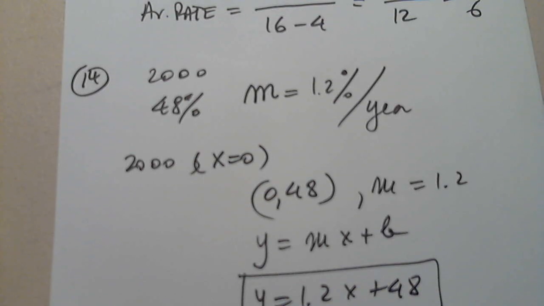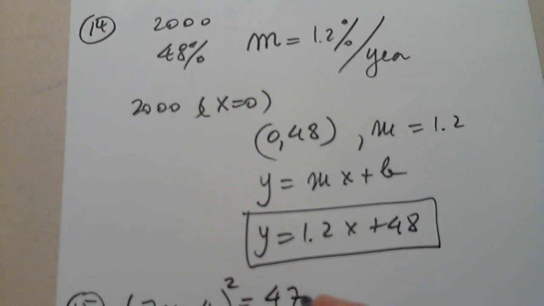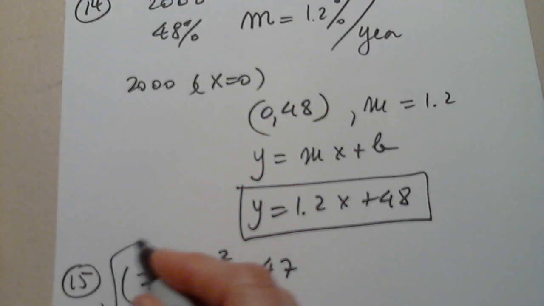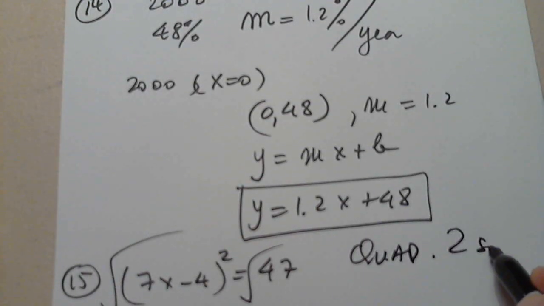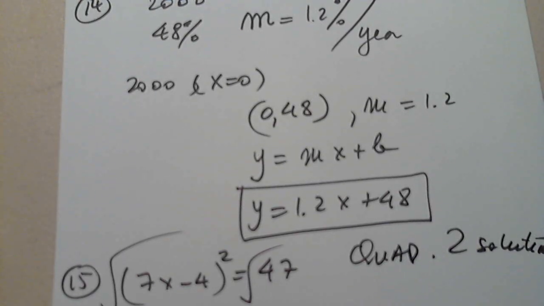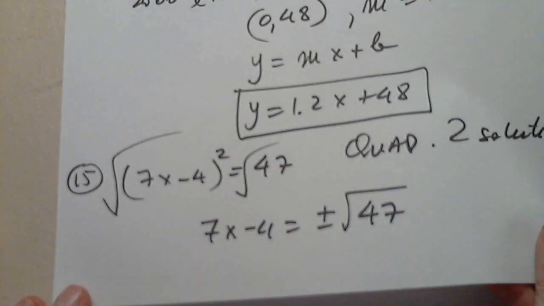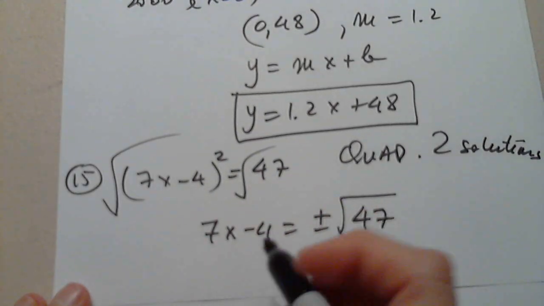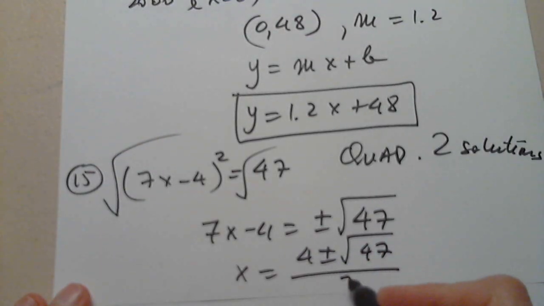Solve the following equation by the square root property. This is always very easy, as long as it's set up so you don't have to complete the square. If you have to complete the square, it's a little bit more difficult. But this is an easy situation. It's quadratic. 2 solutions. Do not forget. So 7x minus 4 equals plus or minus the square root of 47. Do not forget the plus or minus. I will move forward and divide by 7. So x equals 4 plus or minus the square root of 47 over 7. Done.